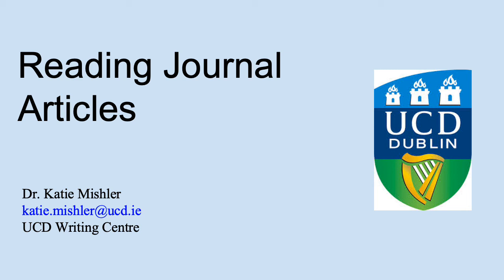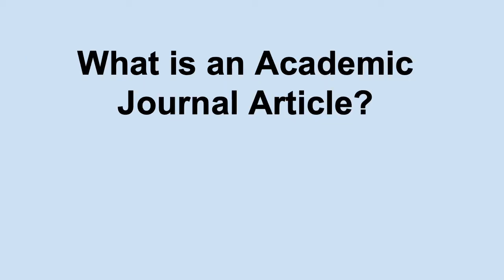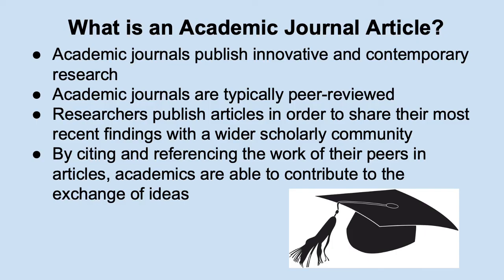Today's workshop will be on reading journal articles. So to begin with, I want you to consider what is an academic journal article. Academic journals tend to publish innovative and contemporary research. So they're publishing research that has recently been completed and that is relevant to the current state of the art.